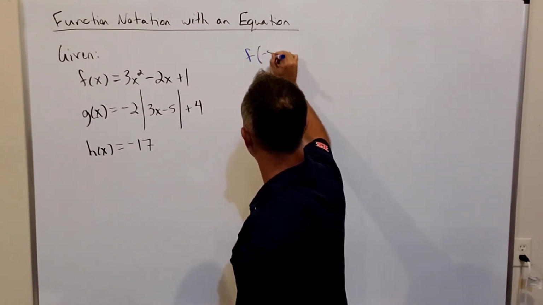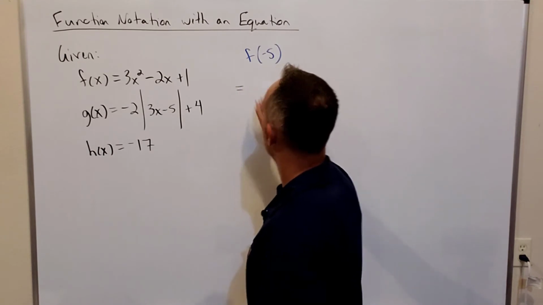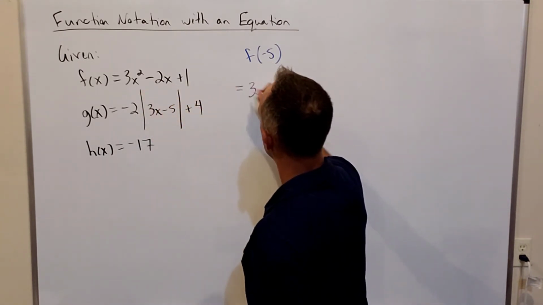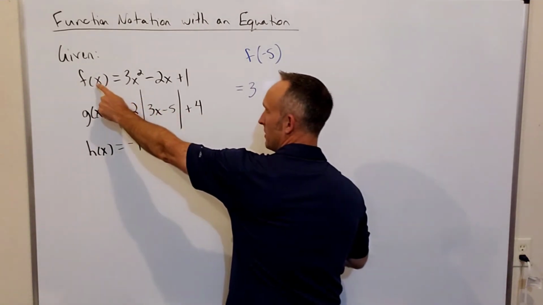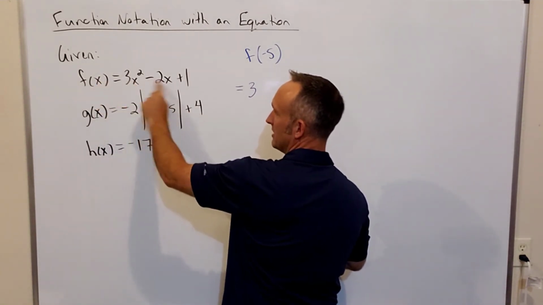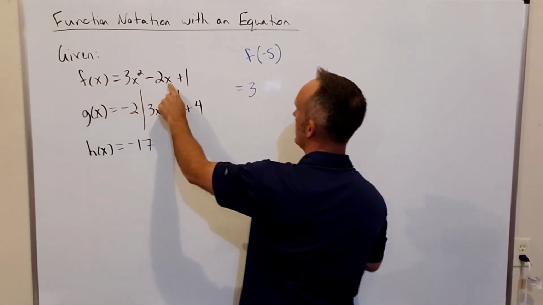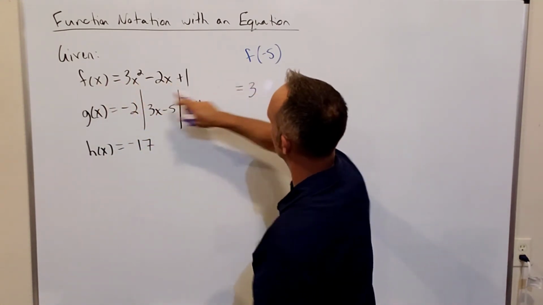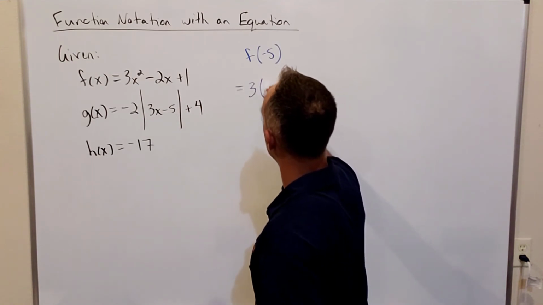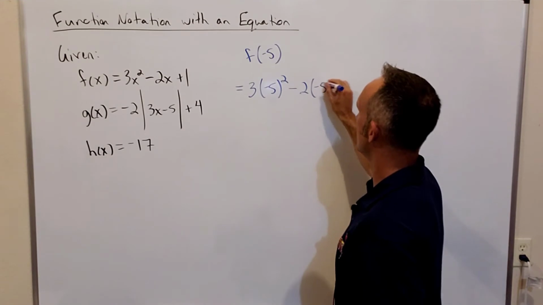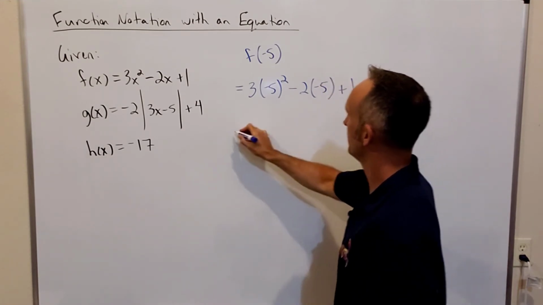f of negative 5. So that means negative 5 is input to the f function, which when it's an equation, that means, well, here's x. That means these x's have to match that x. So I need to replace these x's with negative 5. So we've got 3 times negative 5 quantity squared minus 2 times negative 5 plus 1.